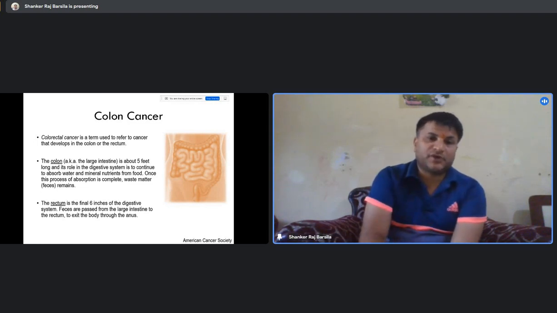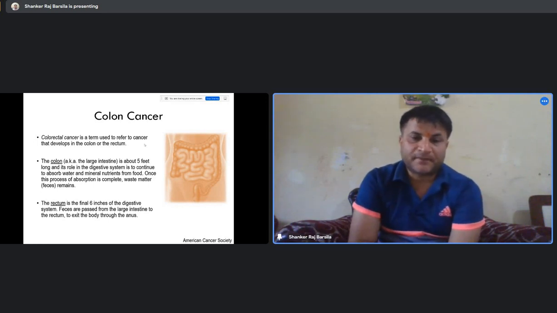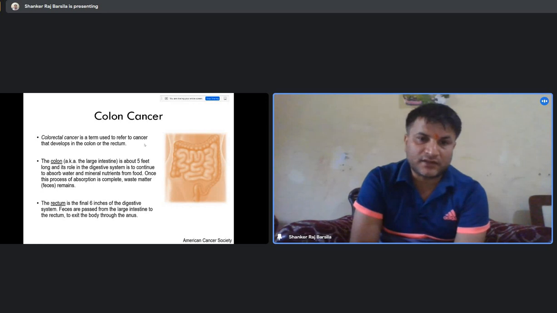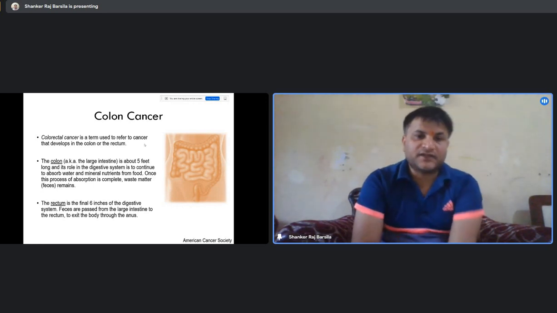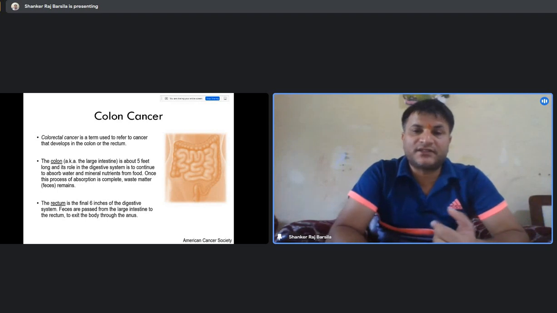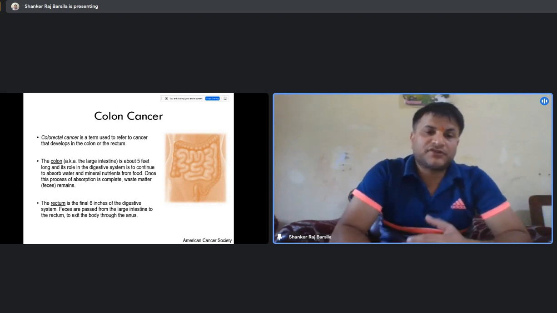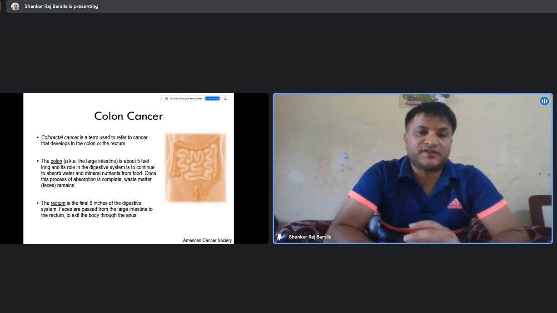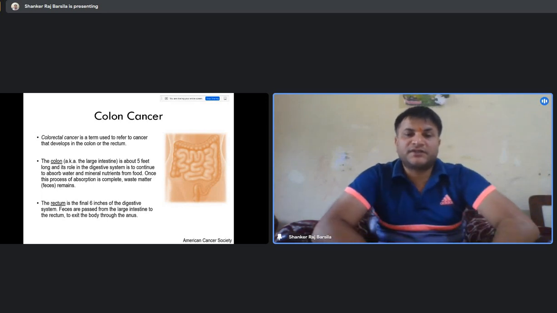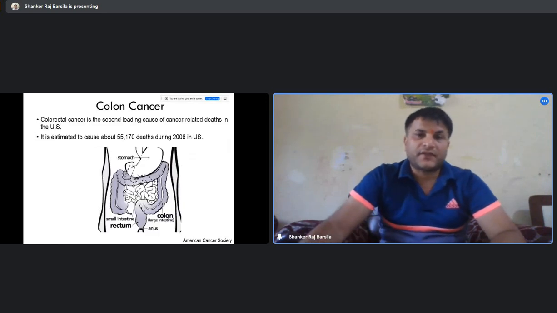Once this process of absorption is complete, waste matter remains in the large intestine. Okay, and the rectum is the final 6 inches of the digestive system. It is only 6 inches. The last part of the large intestine, the 6-inch portion, is called the rectum, and feces are passed from the large intestine to the rectum to exit through the anus.